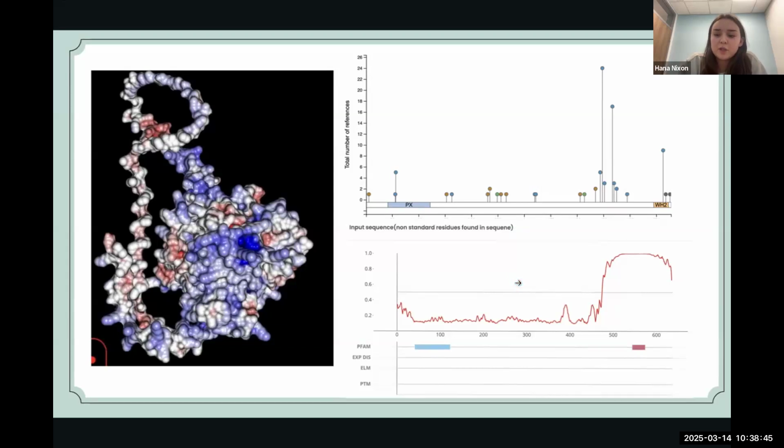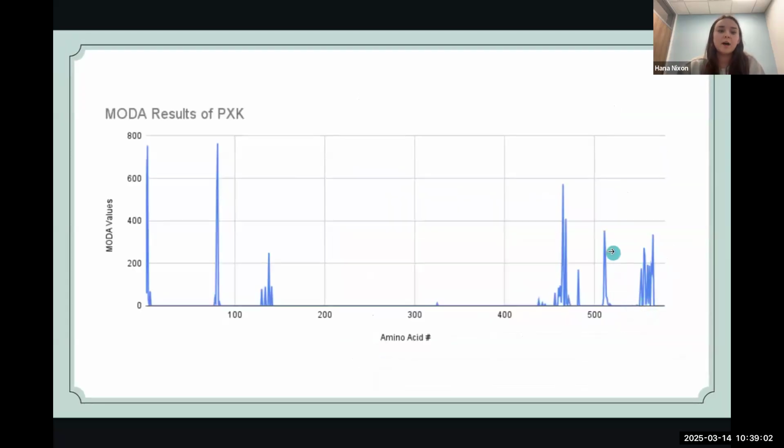This bottom graph shows the disordered regions, and it shows that there's one big one present at the end near the WH2 domain. This is important because with the disordered region, it allows for the flexibility needed for the actin binding and the movement of the cytoskeleton region. This is a graph of the motor results from PXK, and after analysis, it shows that there's membrane binding regions in the PX domain as well as the WH2 domain, and this is to be expected just based off of the functions that both of those domains serve and how they need to interact with the membrane.